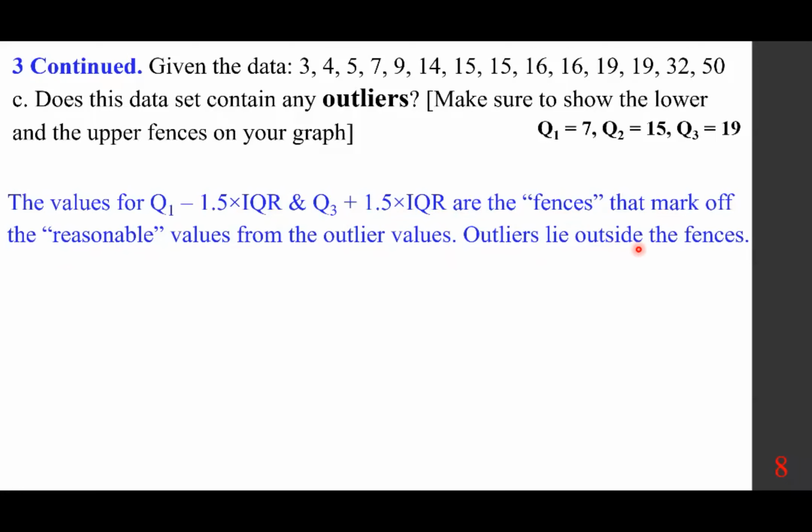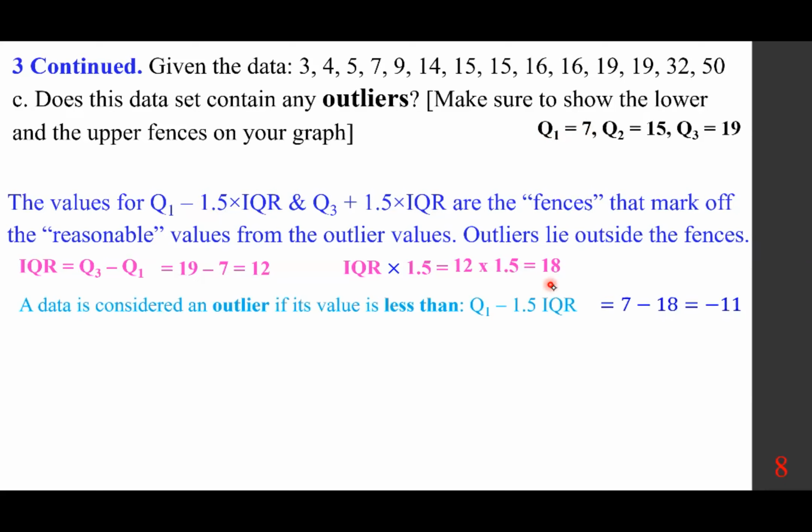So the first thing we need to calculate is IQR, which by definition is Q sub 3 minus Q sub 1, and it makes it 12. So since I need 1.5 times that, let me multiply this by 1.5 and I get 18. So Q sub 1 minus 1.5 IQR means Q sub 1, 7 minus 18. So any number less than negative 11 is an outlier, of course, with our negative numbers. So no worries.